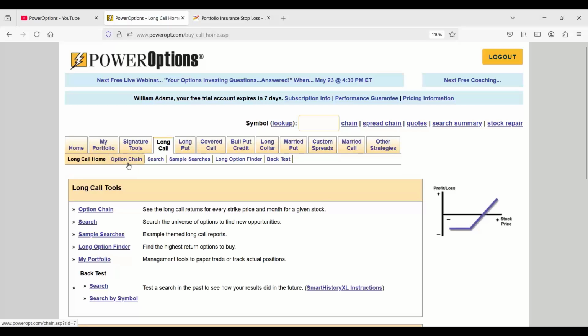You can link to the option chain directly. We can go to the search and the sample searches, which we're going to focus on. We may even tease the long option finder a little bit. And then the back test tool, I think we're going to look at a little bit in this discussion as well, but very quickly.